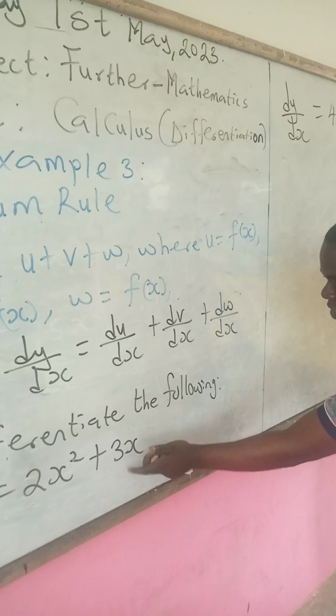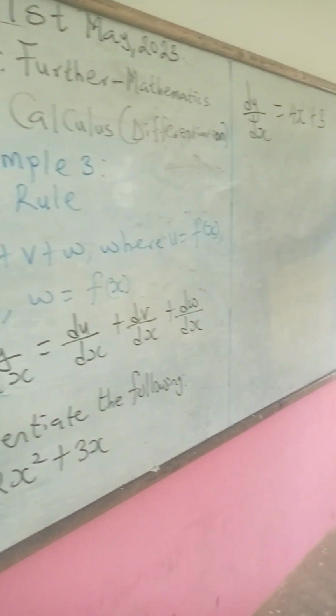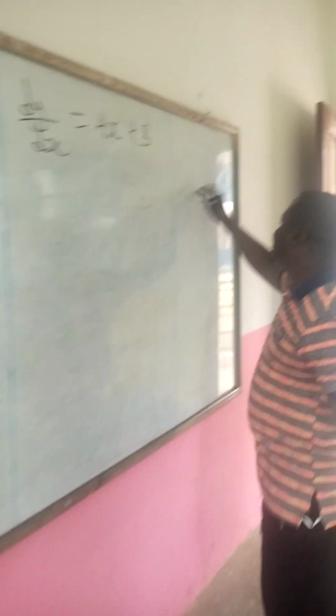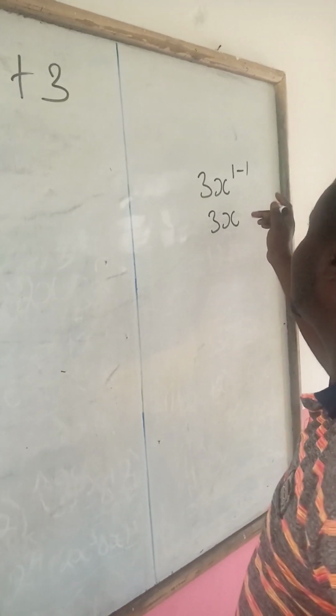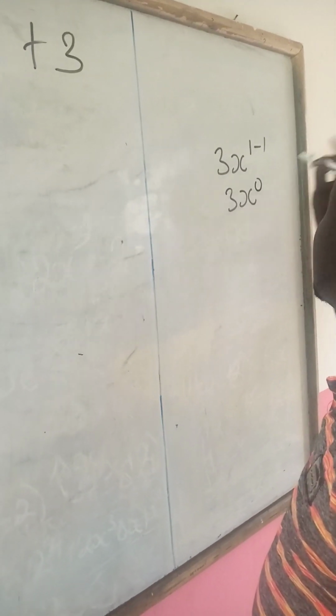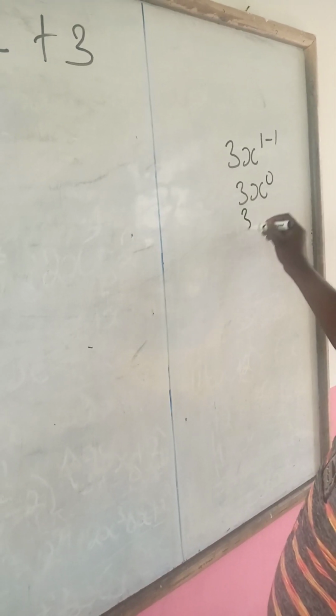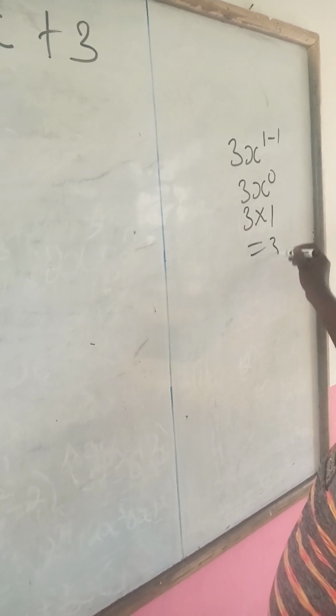How can you differentiate 3x? Look at 3x. The power 1 is here naturally. 1 times 3 is 3. And 1 minus 1 is 0, isn't it? Then anything raised to the power 0 is 1. So 3 times 1 is 3. Then for the first one, 2x squared.